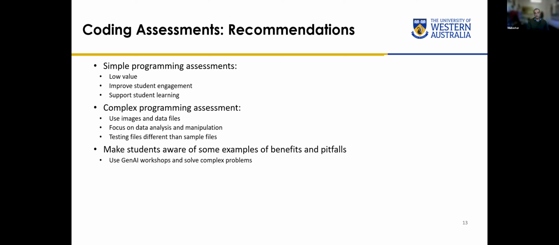Make students aware of some examples of benefits and pitfalls. Now, one of the major studies which I have mentioned in the program is perception versus reality. Students have started perceiving that everything which GenAI is giving is correct, which is not the case. Many times, students believe that it is correct, and they don't realize that it's not the best solution.